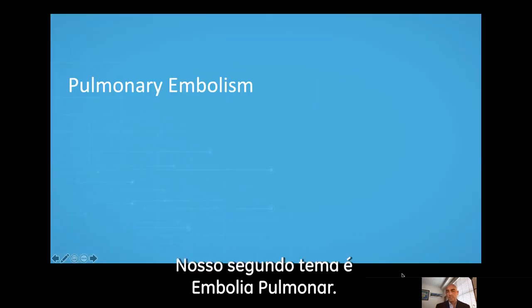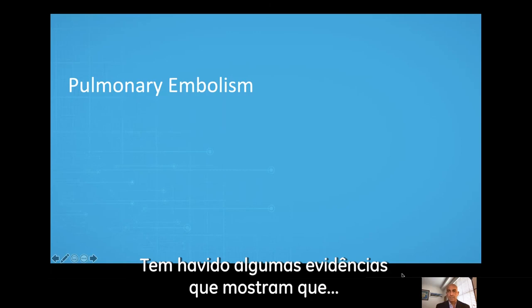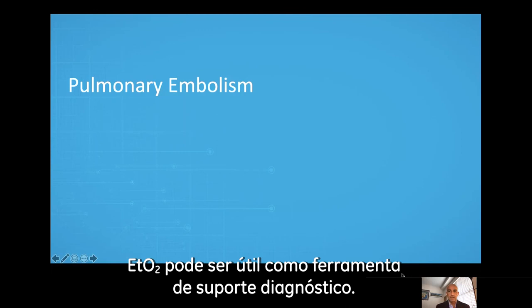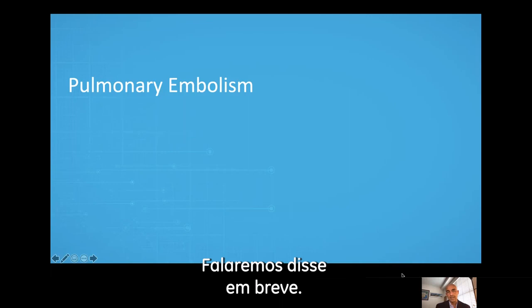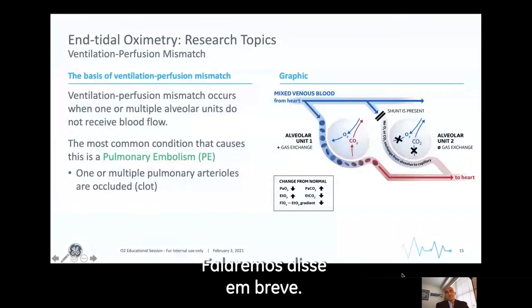The second topic is with regard to pulmonary embolism, and I think there's been a little bit more evidence here that shows end-tidal oxygen can be useful as a supportive diagnostic tool, and let's get into that in a few minutes.